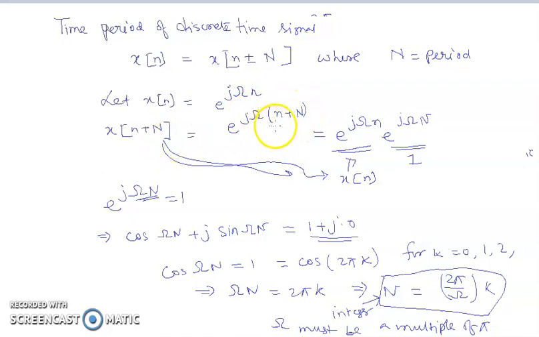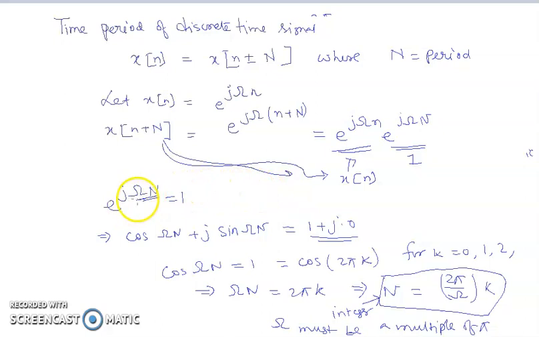So if we expand this, then we can write e to the power j omega small n into e to the power j omega capital N. So e to the power j omega small n, this portion represents the original signal x[n]. So we need x[n plus N] is equal to x[n]. So this portion is extra here. So to be periodic, this must be equal to 1.